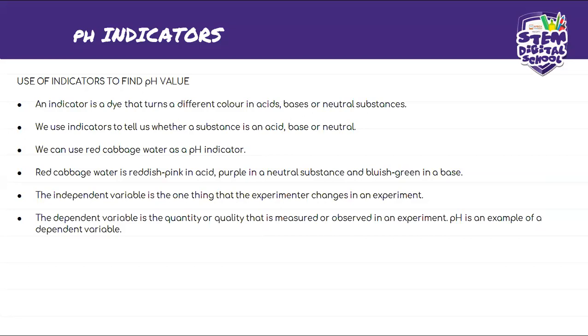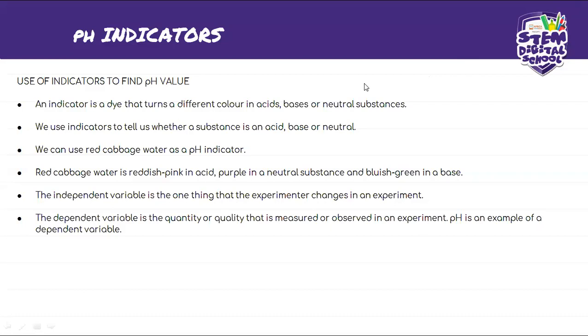The independent variable is the one thing that the experimenter changes in an experiment. So it's a variable. There are some practical activities that should be done, but I will see how we will fix that so that we will understand the variables very well. An indicator is used to test whether a substance is acid, base, or neutral. Yeah, clear, that's good. All right, so let's continue.